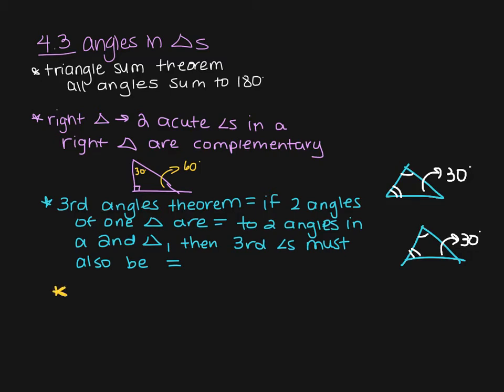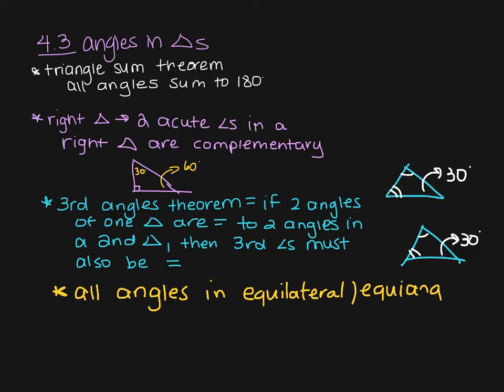We also learned that all the angles in an equilateral triangle or equiangular triangle, because those would both be, would equal 60 degrees. So if the three angles are the same, then I know they have to add up to 180. They'd all be 60 degrees, and then each individual one would be 60 degrees.